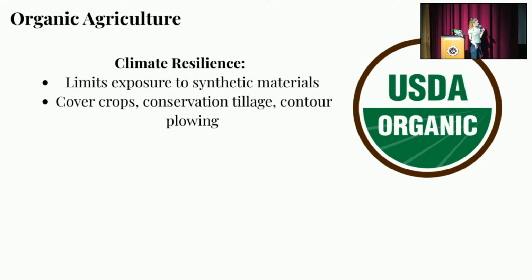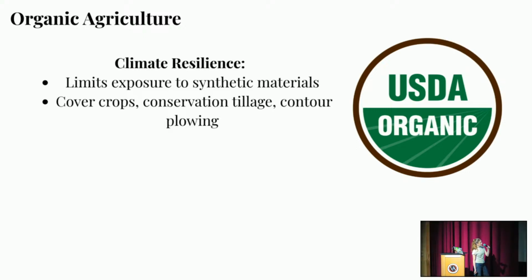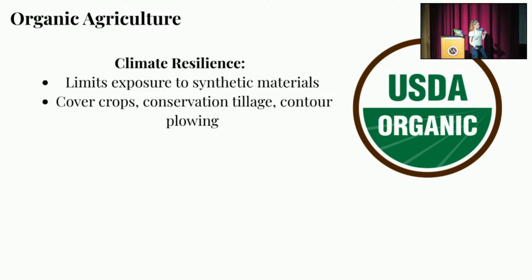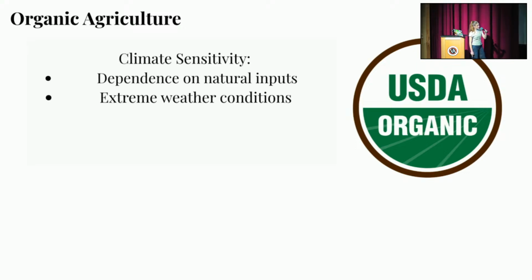So once again, going back to organic agriculture, I didn't only select it for its prevalence throughout the state. I selected it because of its stance as a climate resilient and climate sensitive model. In terms of resilience, organic agriculture limits the exposure to synthetic materials such as GMOs, pesticides, herbicides, and chemical-based fertilizers. Additionally, it has a high value in maintaining the natural landscape, with fewer inputs and more cultivating what's already existing. That includes methods like cover crops, conservation tillage, and contour plowing, working with the natural landscape. That being said, it's also somewhat climate sensitive, as it does depend on natural inputs.